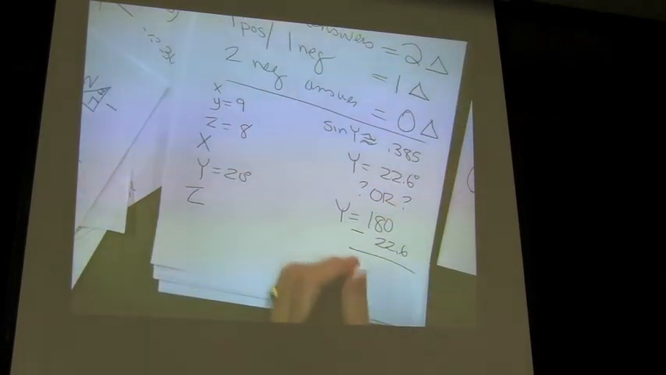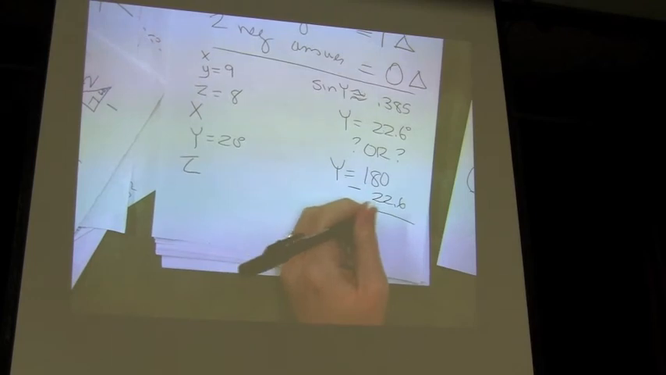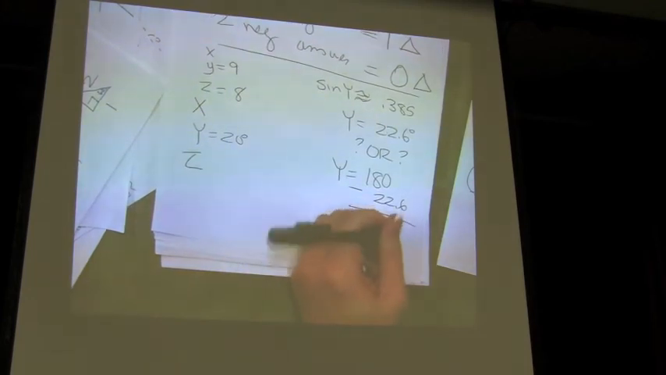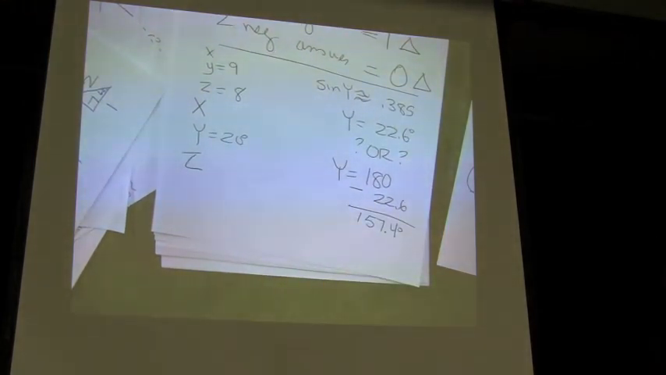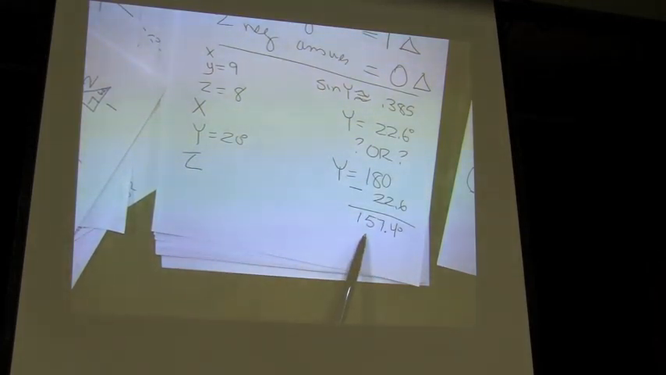And what do you get? What's 180 minus 22.6? 157.4. Sabrina, it's this angle that you add to 20. And if it went over 180, there wouldn't be a second possible triangle. If it was under 180, then there is a second triangle.